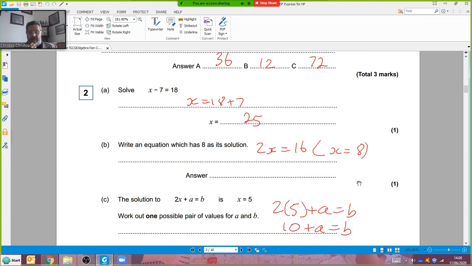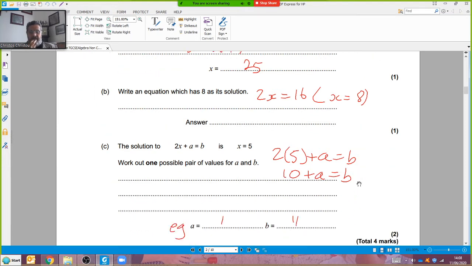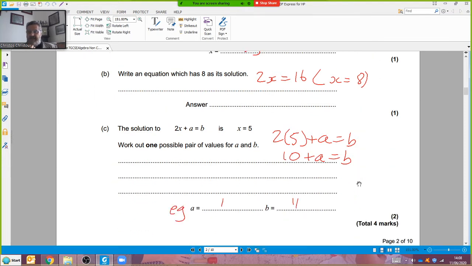Okay? This was generally well done. And there's billions of answers. There's an infinite number of answers. Now look, don't be confused by this x equals 5. That's supposed to help you, because 2 times x means 2 times 5. So I've got 10 plus something equals something. Well, put in whatever you like. 10 plus 1 makes 11. 10 plus 2 makes 12. An infinite number of answers. So there's 2 marks there.